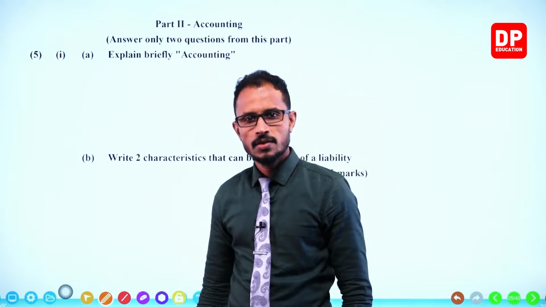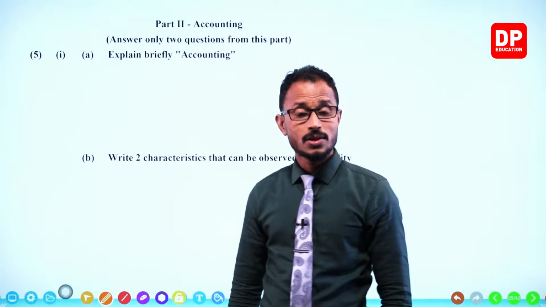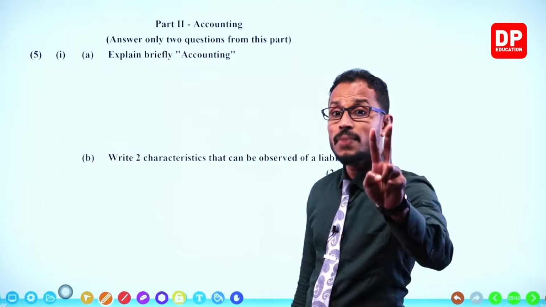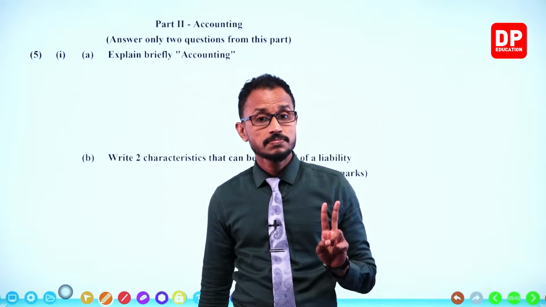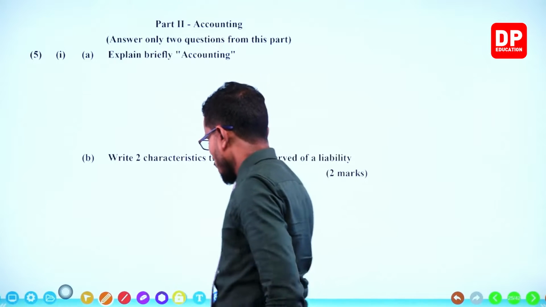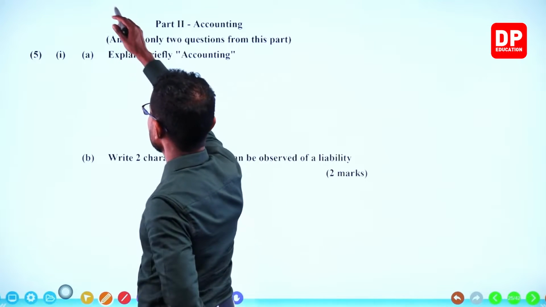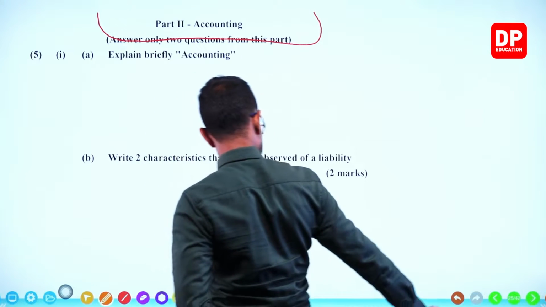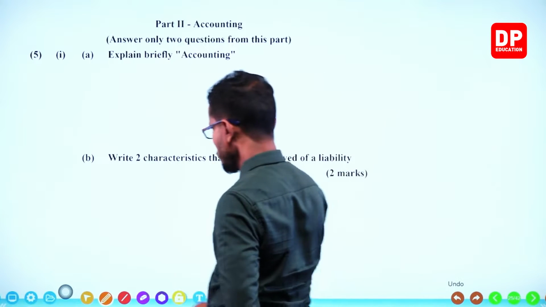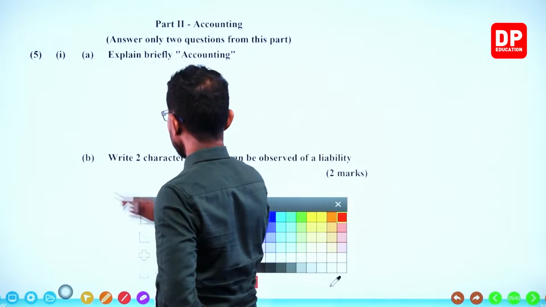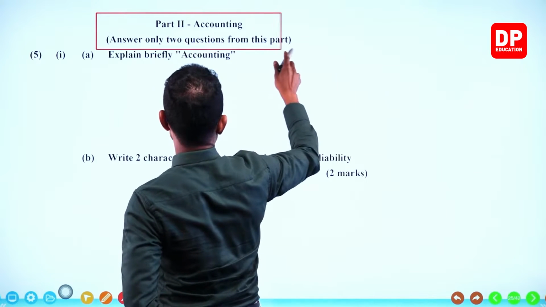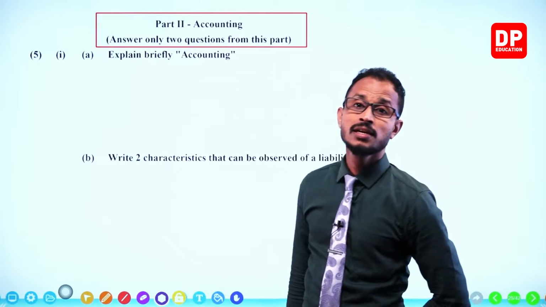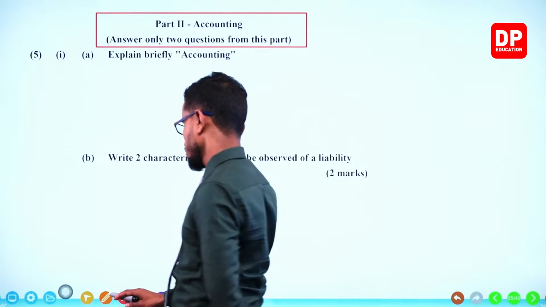Hello everybody. Hello guys. This is the 2016 paper. Still, we are in the 2016 paper, but the second part of the paper. This is the accounting part. This is what we have today. The part 2, accounting part of the 2016 Western Province paper.